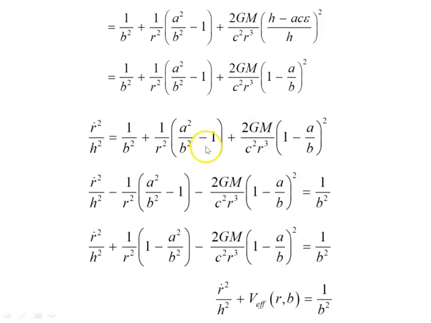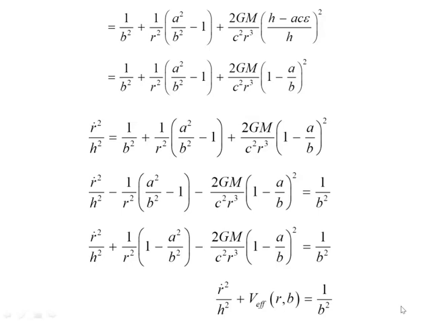Okay, and then what I'm going to do now is this 1 over B squared looks like a constant, looks like an energy term. So I'll leave that on the right. And these next two terms I'll transpose to the left-hand side over here. Okay, and then just one more step here. I'll factor out a minus 1 from these parentheses here. This makes that a plus. I'm left with all of this, which looks very much like R dot squared over H squared plus the effective potential as a function of R and the parameter B is equal to 1 over B squared.